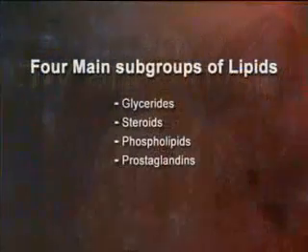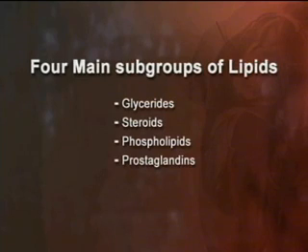Lipids play important functional roles in cell membrane structure. One form of lipid is also an important form of stored energy. So they have very important roles that they play. And if we look at all the lipids in the body, we can actually put them into 4 different groups. Let's take a look at a graphic that will summarize the 4 main subgroups of lipids.